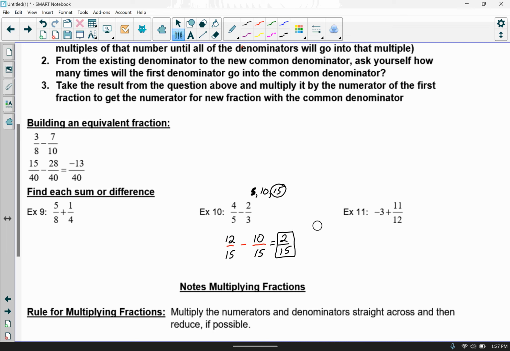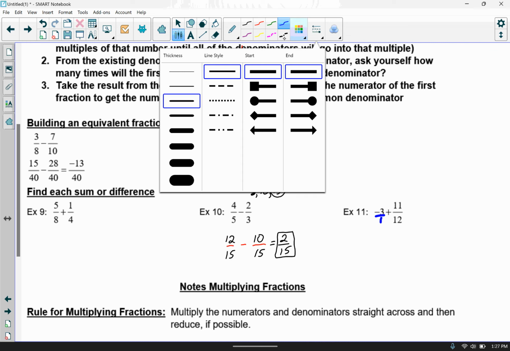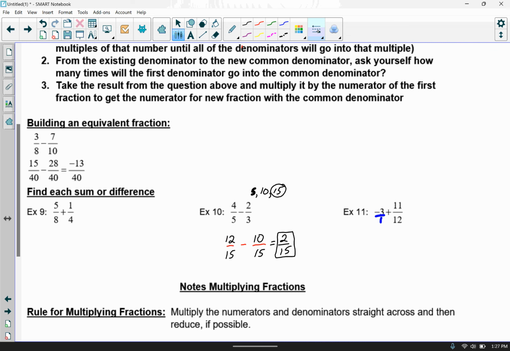Okay. Let's scoot on over to example 11 here. In example 11, you'll see it looks a little different. You've got -3 plus 11 twelfths. If you remember, back on the front page I listed a fact for you that you can always make a whole number a fraction by putting a 1 underneath it. So that's what we want to do here, put a 1 underneath that -3, so that it's going to make it easier for us to build our common denominator.